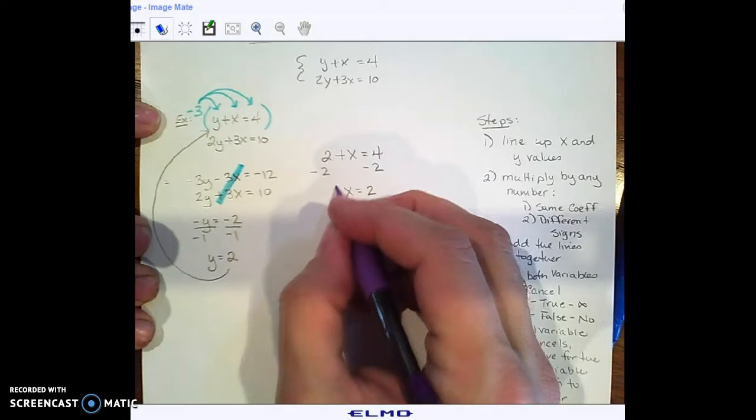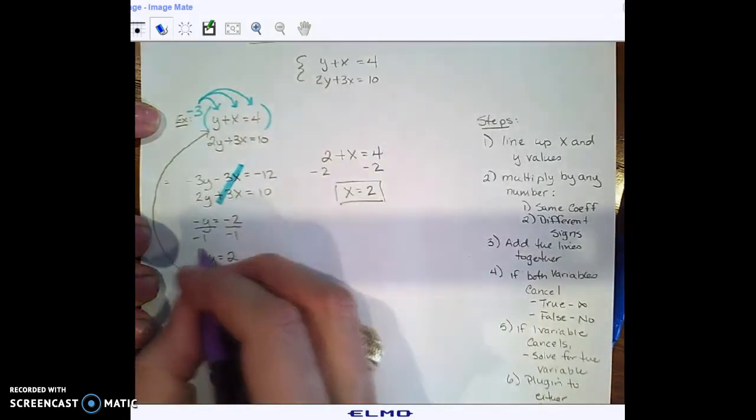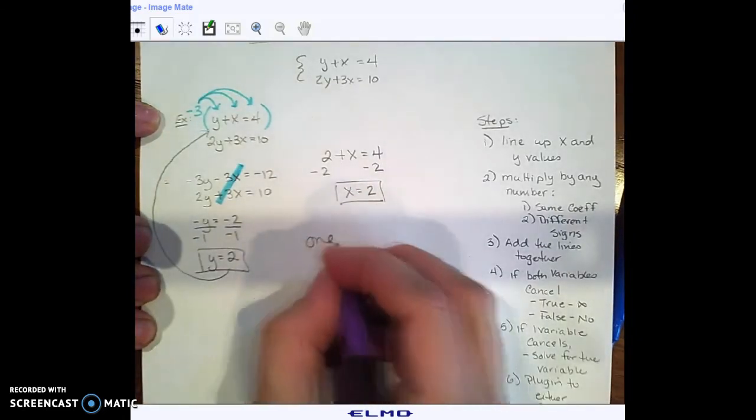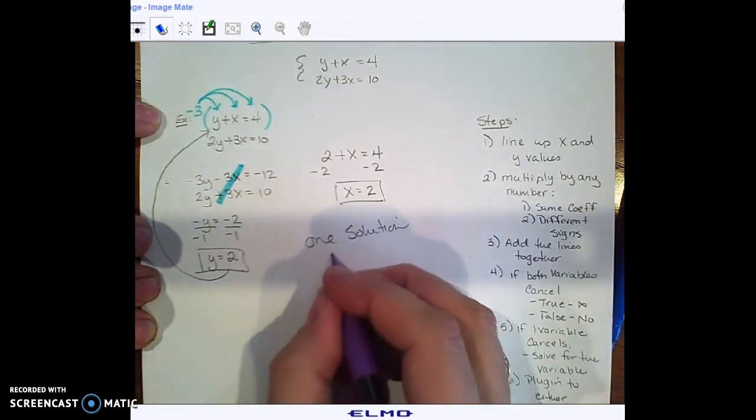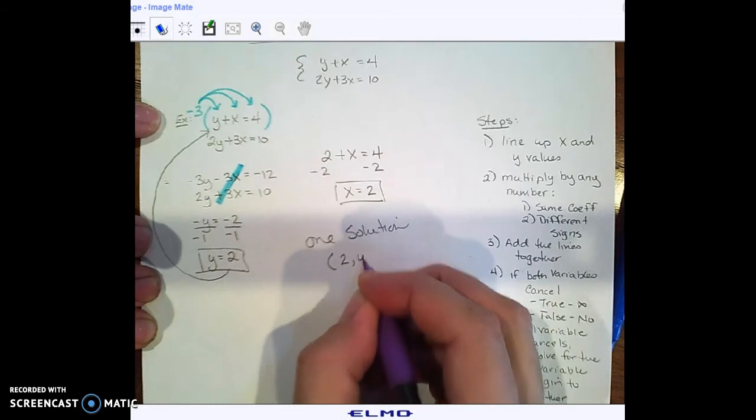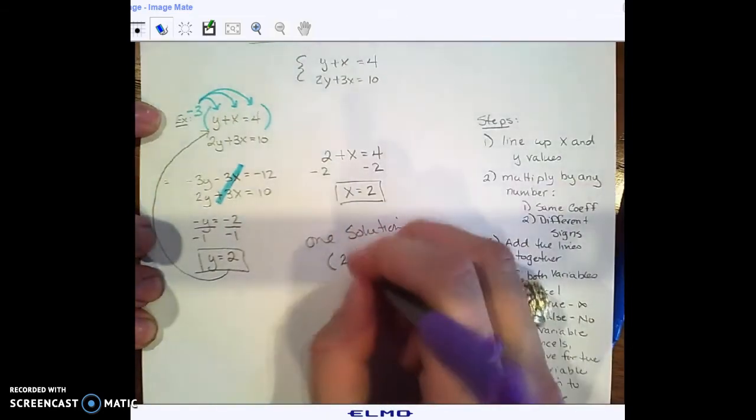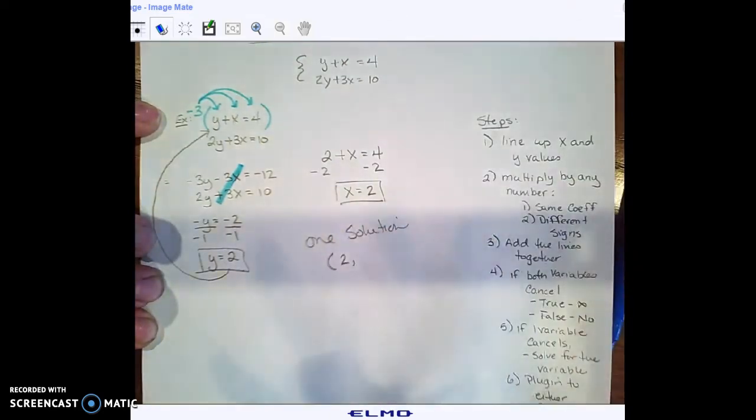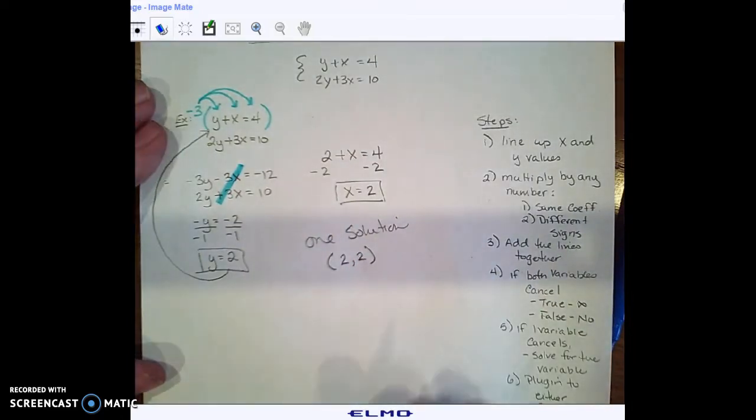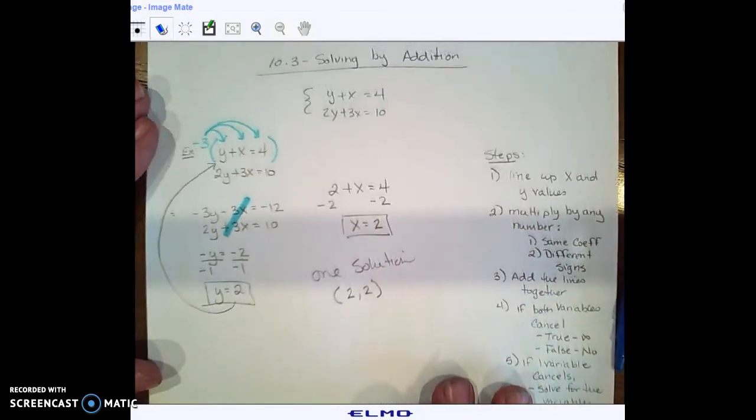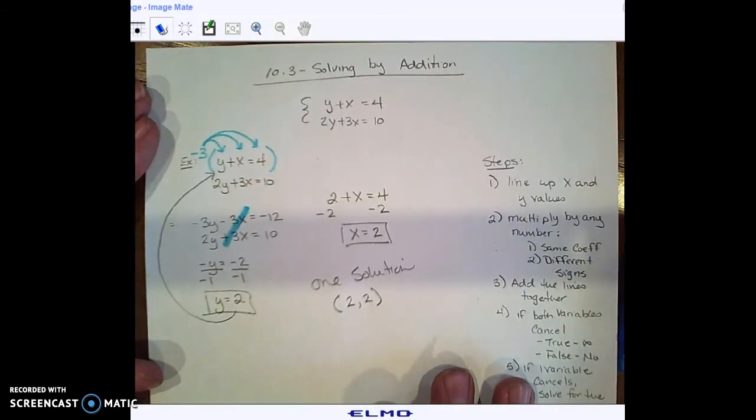This tells me that I have one solution, and that solution is the point x equals 2, y equals 2. Okay? I will work another problem in the next video so that we don't get too overwhelmed by one video. So another one is to follow.